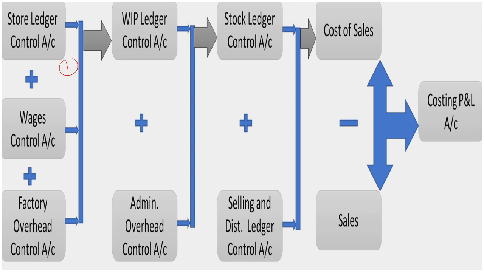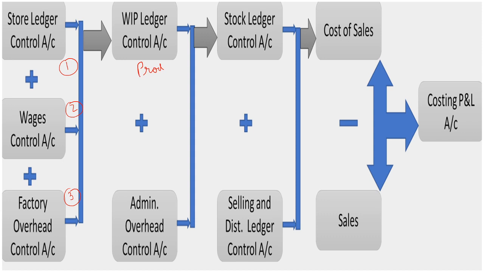First is stored ledger control account for all those transactions that are related with material. Number two is wages control account for the payment of wages and charging of wages. And number three is factory overhead control account for the expenses related to factory. Now these three accounts balances are transferred to production department or WIP ledger control account.